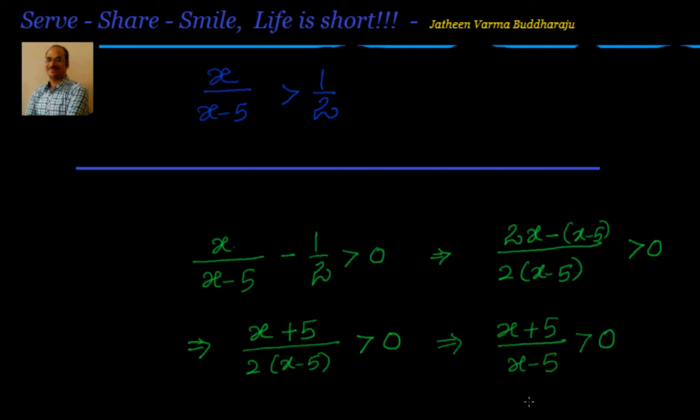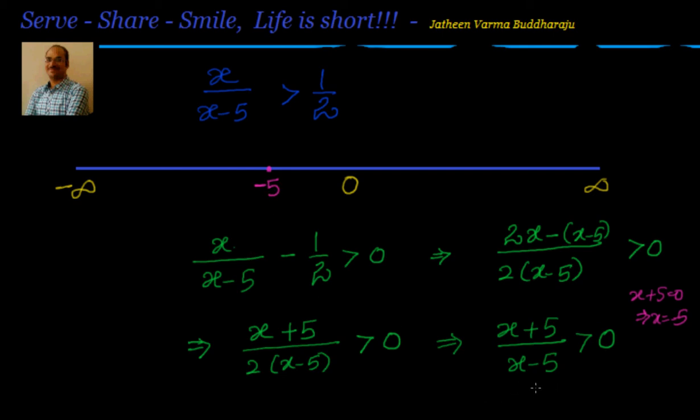Now what should I do now? Now I am in the format ax plus b by cx plus d greater than 0. So what should I do now? Yes, you are right. What I have to do is find out the values of x which will make the numerator and denominator equal to 0. So what are those values? Let us get those values. x plus 5 equal to 0. That gives me x equal to minus 5. So minus 5 is one value. So let me just go to minus 5. I'll say this is minus 5.